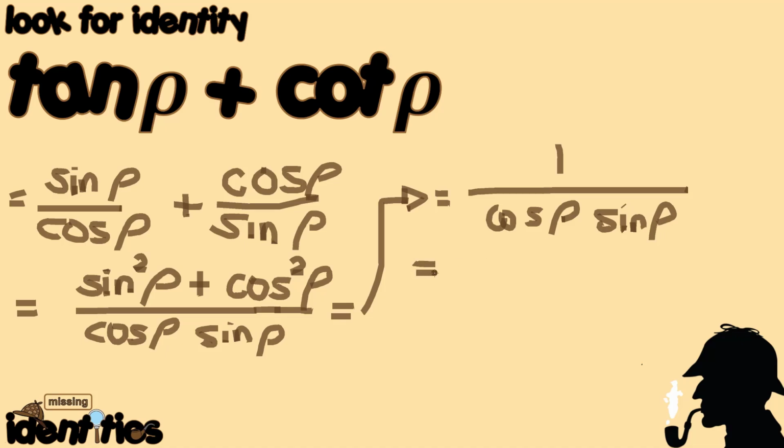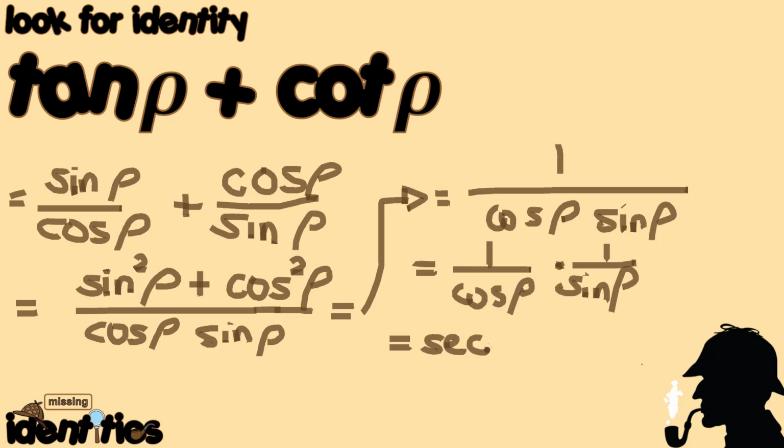Let's try to separate both denominators. You will have 1 over cosine rho times 1 over sine rho. We have separated them into these two fractions, because if we're going to multiply them, it will just return here, because we have equivalent expressions for this. 1 over cosine rho is actually secant rho, and 1 over sine rho is cosecant rho.